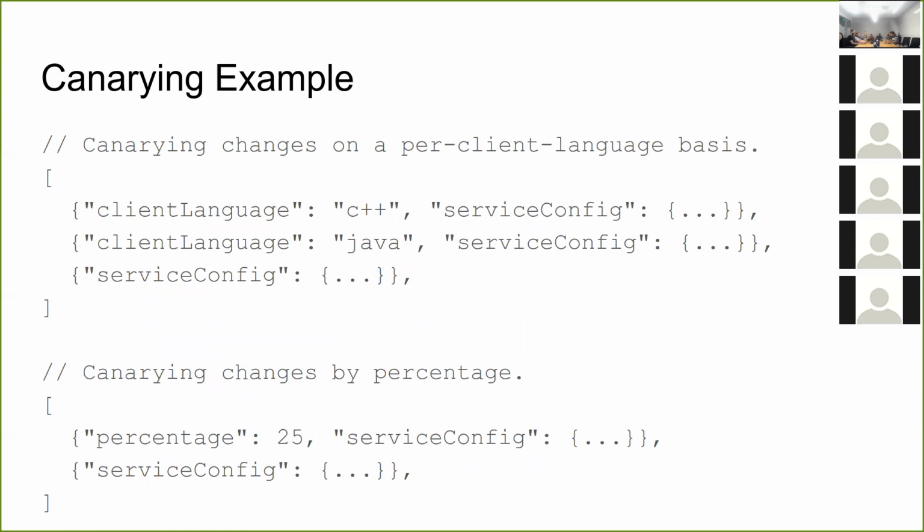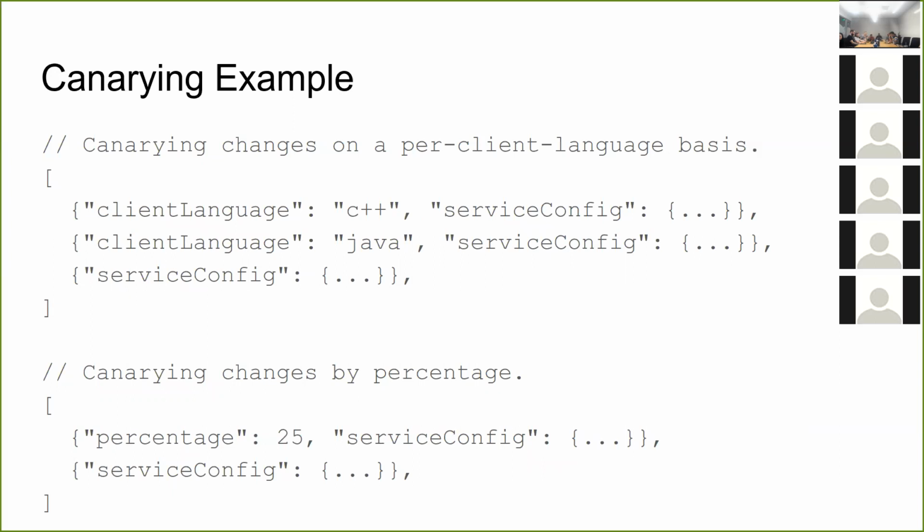The first example is canarying changes on a per client language basis. Let's say that you had a change that you wanted to roll out only to your C++ clients, or if you happen to have a small number of your clients in one particular language and you want to canary that way, for whatever reason.